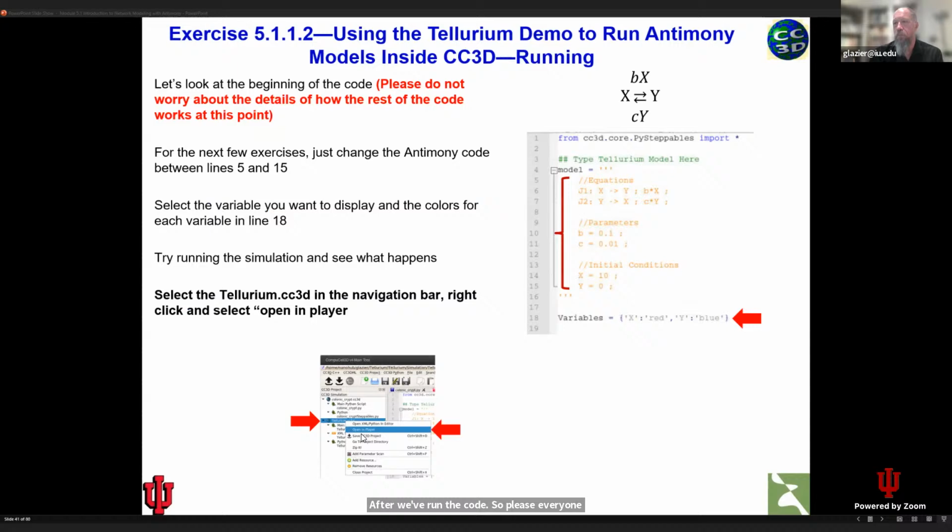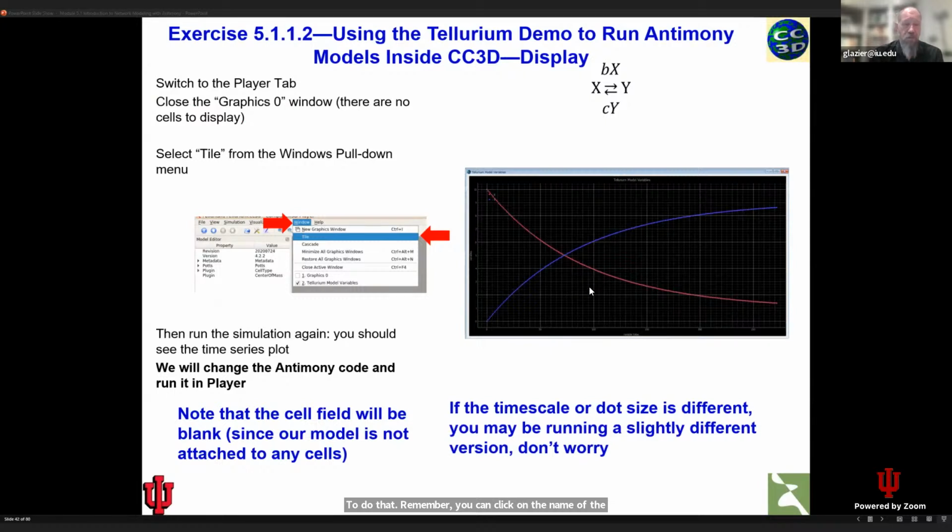To do that, remember, you can click on the name of the file, open in Player, and you may have to do a little bit of work with Player to get it to layout, but you should see a plot that looks like this. Perfect. You can neglect the cell window because there are no cells in this simulation. You'll get a blank window for the cells. Good. People are seeing it.